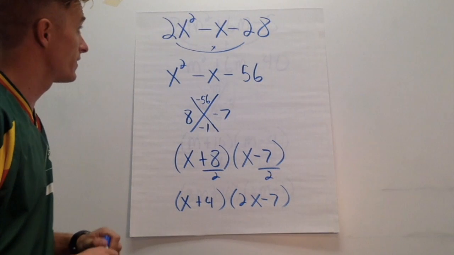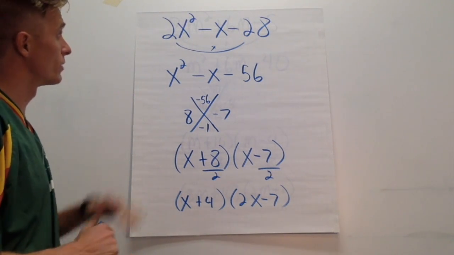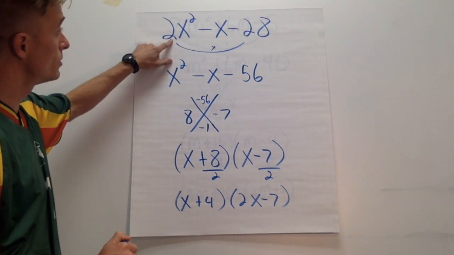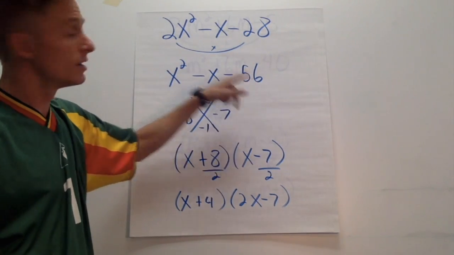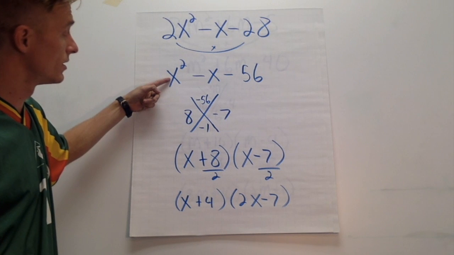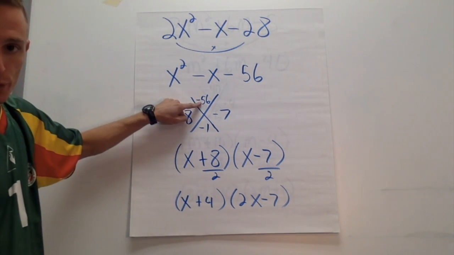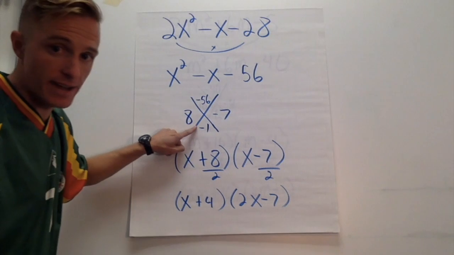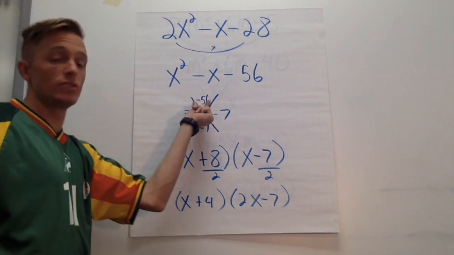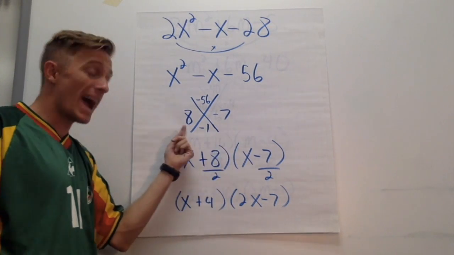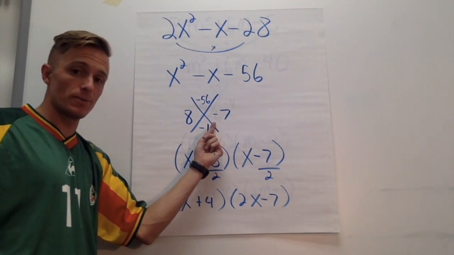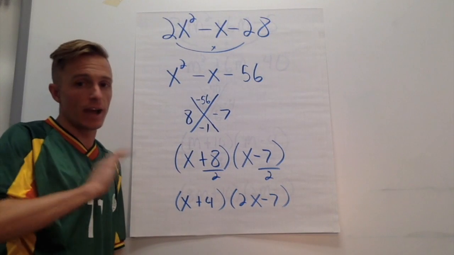All right, the mistake that was made in this problem. Well, let's work through it. 2 times negative 28 is negative 56, so that's good. We drop the leading coefficient. Okay, 2 numbers that multiply to negative 56 and add to negative 1. Well, what 2 numbers multiply to negative 56? 8 and negative 7 do. But if you add 8 and negative 7, what does it give you? It gives you a positive 1. I don't want a positive 1.